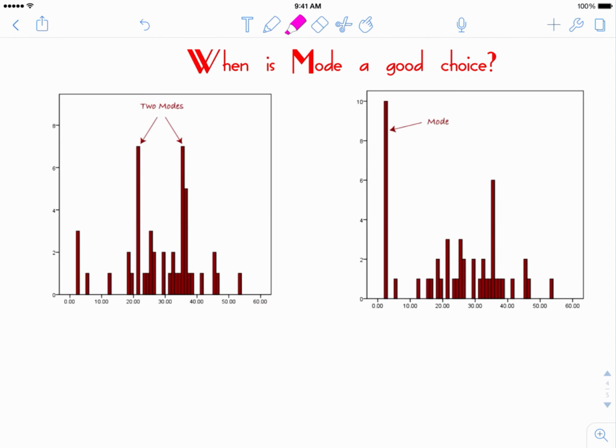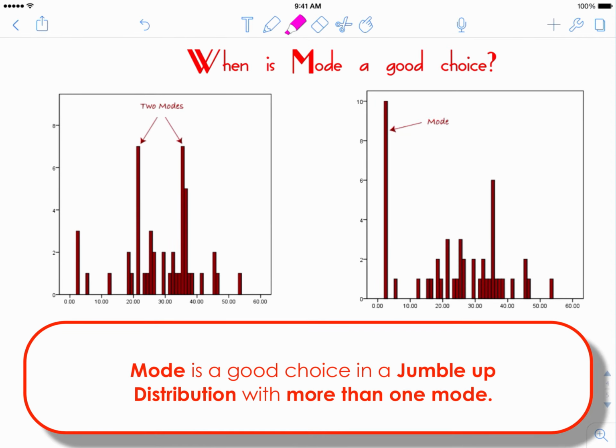So when is mode a good choice to represent the center of the dataset? It is a good choice when there is more than one mode, and it is a jumbled-up distribution with gaps in between the data.